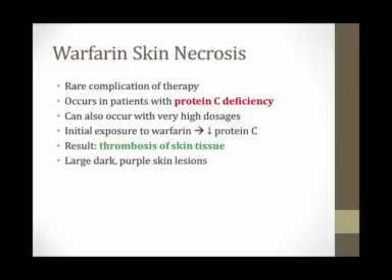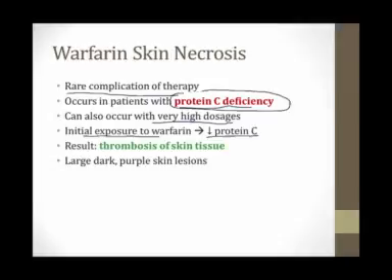So warfarin skin necrosis is a rare complication of therapy, and it mostly only happens in patients who are protein C deficient. You can also see it if you use very high dosages, which aren't used much anymore, but they used to be used years ago. So as I told you before, when you are initially exposed to warfarin, your protein C level falls. If a patient has an unknown protein C deficiency, this level will get very, very low, and they will become prothrombotic. And what they will develop is thrombosis of their skin tissue. This presents as large, dark, purple skin lesions in a patient a few days after starting warfarin therapy. When you see this in a board question, this is very rare in real life, but when you see it in a board question, you should think of protein C deficiency.